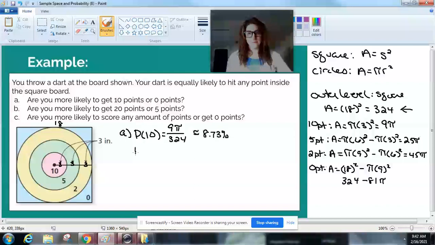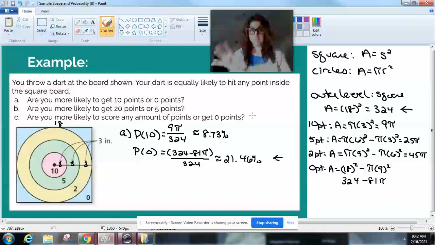The next one, the probability of 0 points, is now this 324 minus 81 pi all over 324. Again, just put it in your calculator. When you do that, please put the top in parentheses, so that way you calculate that first, and then it's going to divide it, and you're going to get about 21.46%. So you are more likely to get a probability of 0 than anything else.